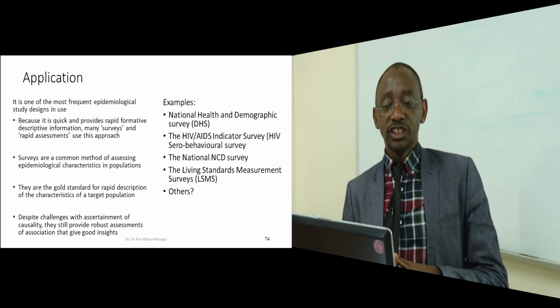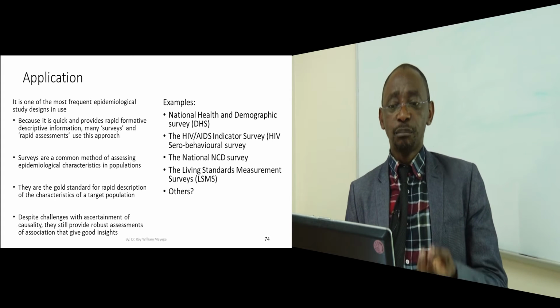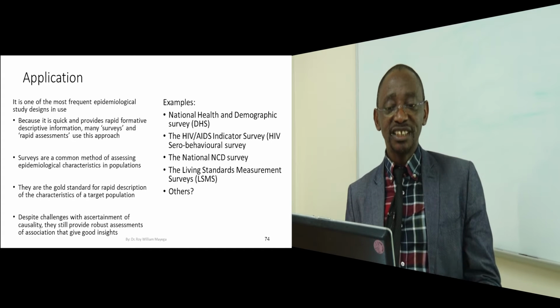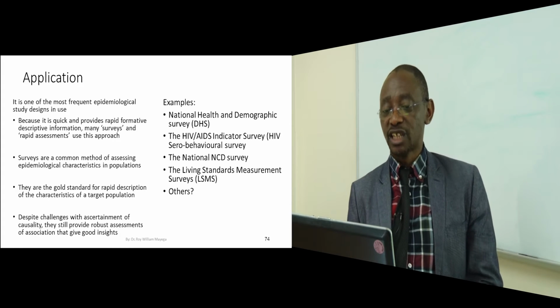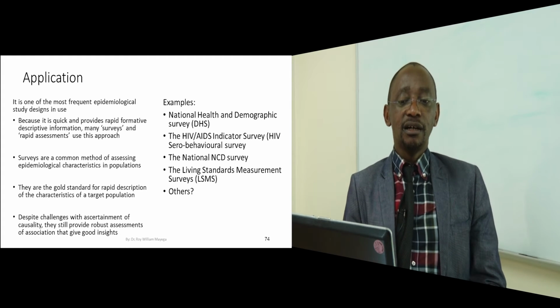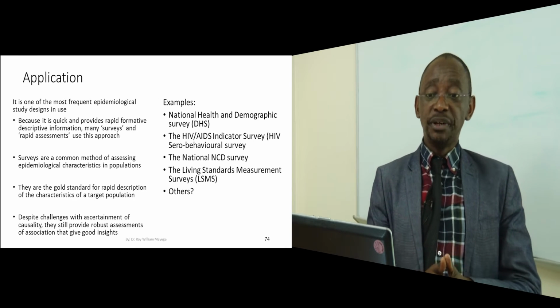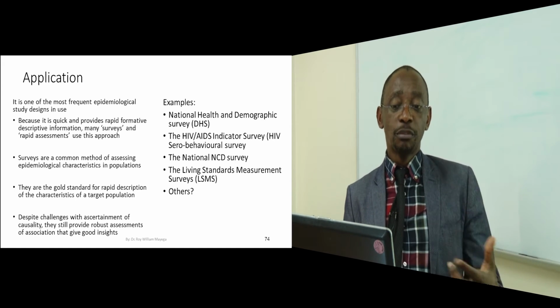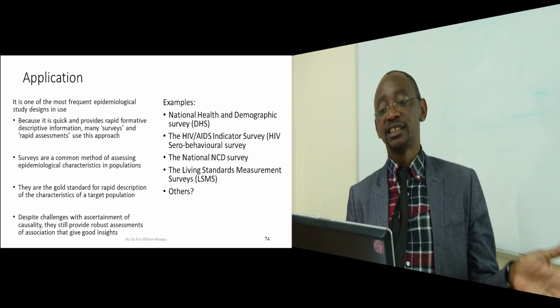So what is the application of cross-sectional studies? Cross-sectional studies are one of the most frequent epidemiological study designs in use because they are quick and they provide rapid, formative, descriptive information. Many surveys and rapid assessments use this approach. So in usual practice, we mainly make use of surveys. And they are a common way of assessing epidemiological characteristics of populations. They are a gold standard for rapid description of populations. And despite the challenges with causality, they still provide a good level of evidence associating given exposures to disease.